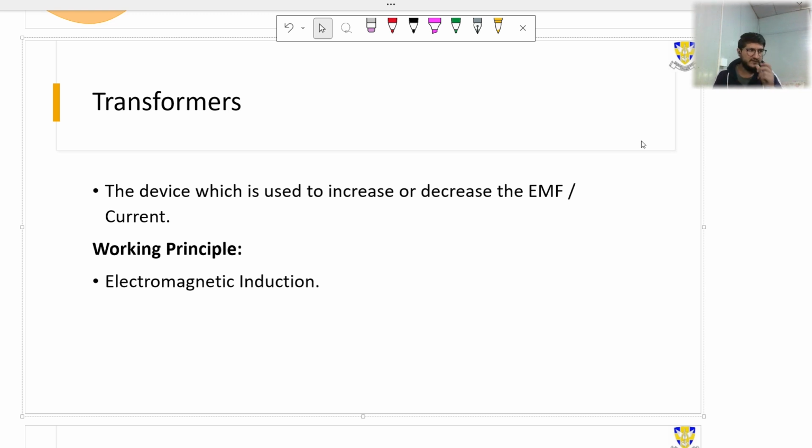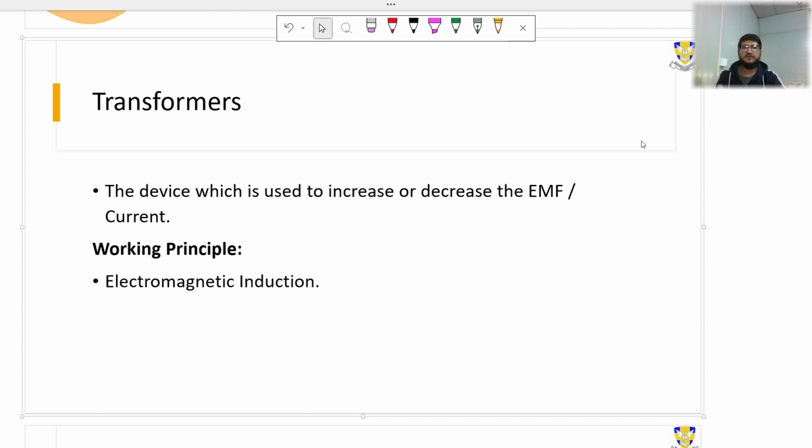For example, in our homes, the input voltage is 220 volt, and when you talk about your mobile phone, it basically charges on 5 volt. So we have to step down the EMF of the input current. For that, we use transformers to step down the voltage from 220 volt to 5 volt. Okay, so that's the phenomenon behind the transformers.